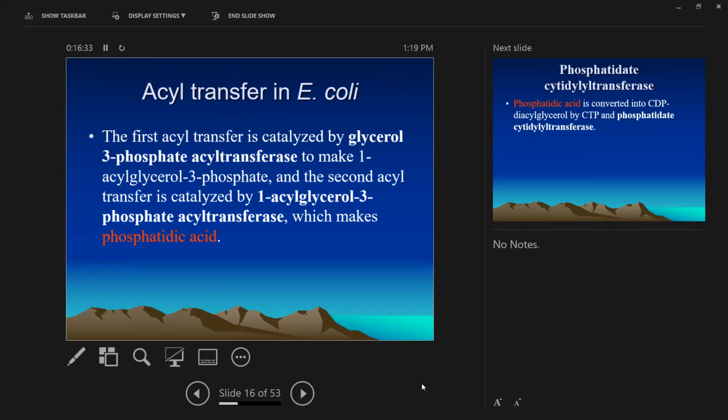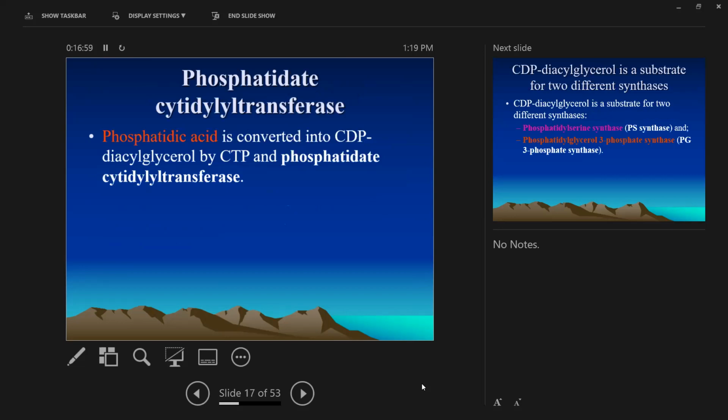So you have glycerol 3-phosphate acyltransferase, which makes one-acyl glycerol 3-phosphate. The second is a different transferase, 1-acylglycerol 3-phosphate acyltransferase. That's going to make phosphatidic acid. And then the phosphatidic acid will be converted into the CDP-diacylglycerol by the CTP and phosphatidate cytidyltransferase.